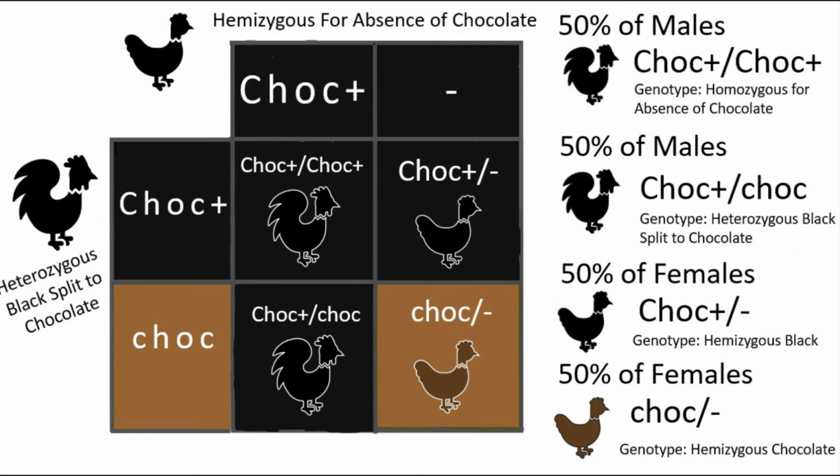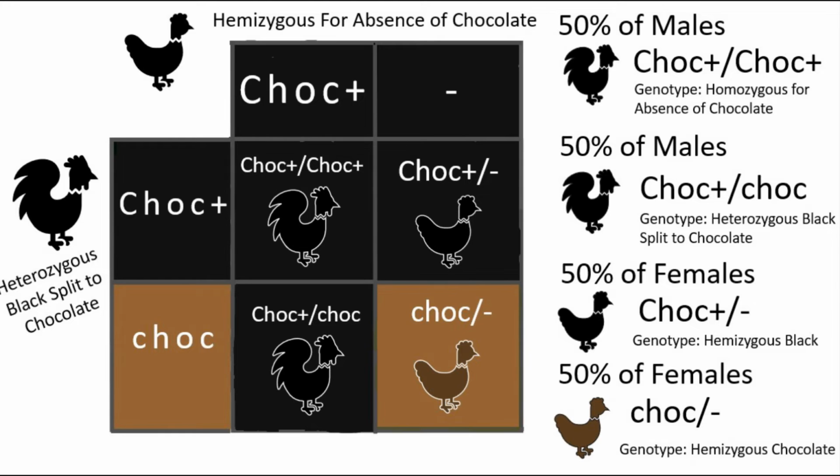The next pairing is a heterozygous black male split to chocolate bred to a hemizygous black female. This pairing is technically a sex-linked pairing because some of the chicks will be sex-linked, but not all. For male chicks from this pairing, 50% should be homozygous for the black gene, and 50% will be heterozygous black split to chocolate. Of course, you won't be able to tell which are which without test breeding them in the future. For the female chicks, 50% will be hemizygous for chocolate, and 50% will be hemizygous for black. So phenotypically, all the chocolate chicks are females, and the black chicks could be males or females.